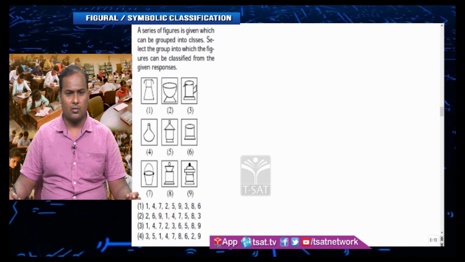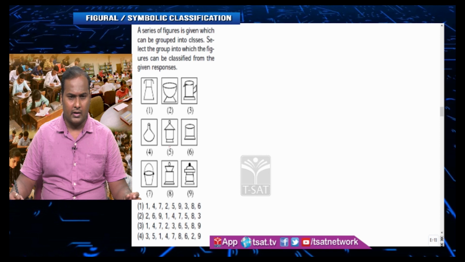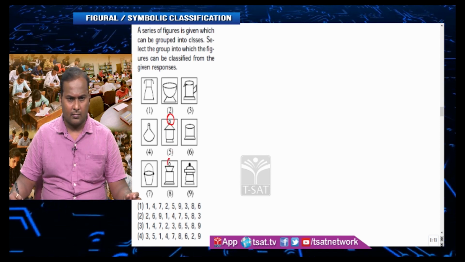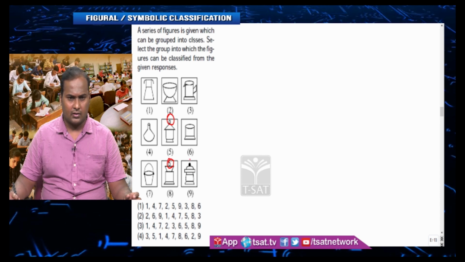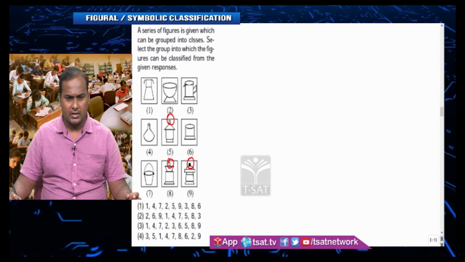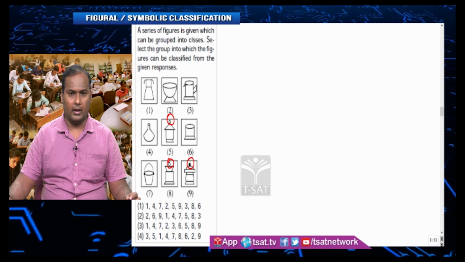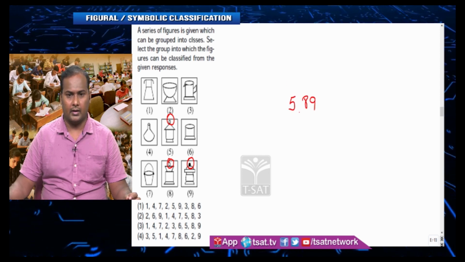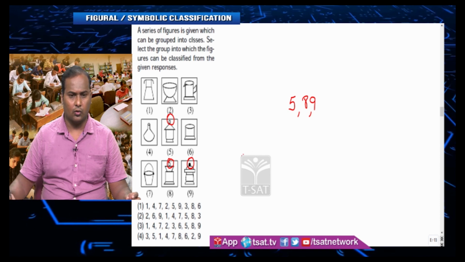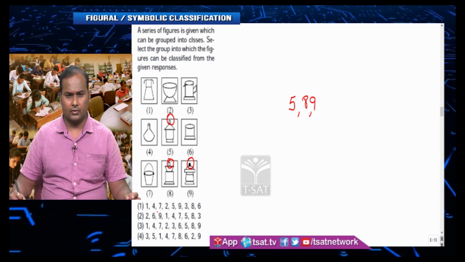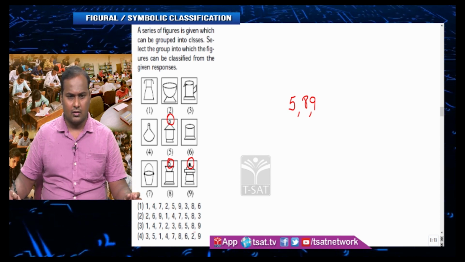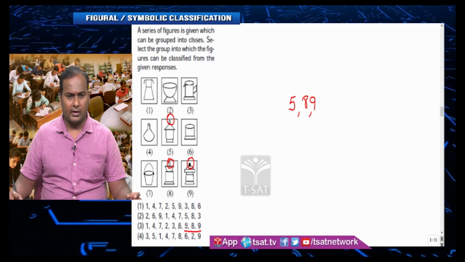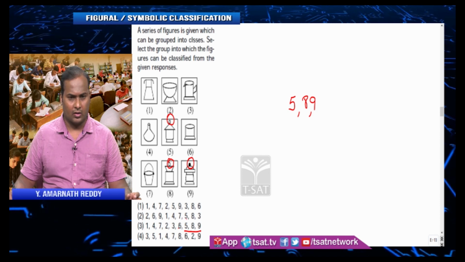Now in the same way, you try to observe these top portions and bottom portions and try to get the answer. By seeing this, what I can observe is, in figure 5, the top portion is circle. In figure 8 also the top portion is circle. In figure 9 also the top portion is circle. So 5, 8 and 9 can form one particular group. So directly I will check the options now, whether I will get any answer or not. There is a 5, 8, 9. So I will try to find out whether the remaining groups have any common character or not.